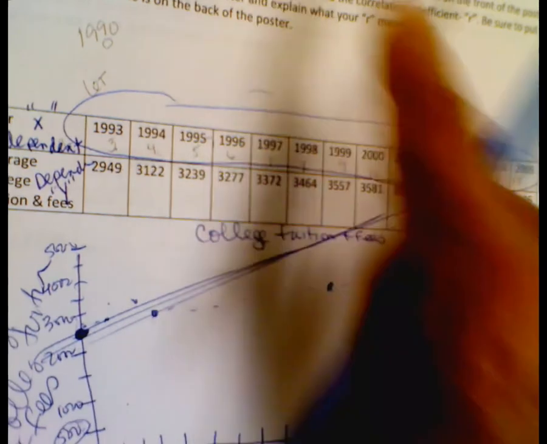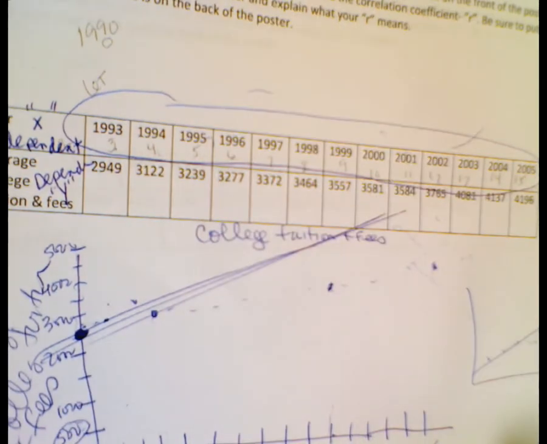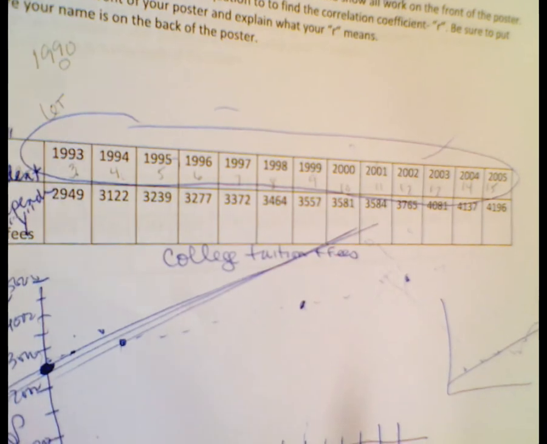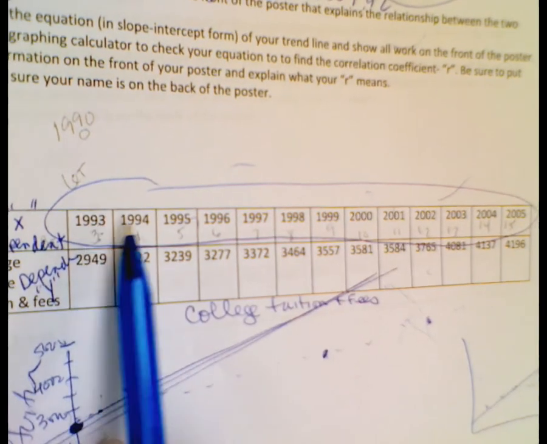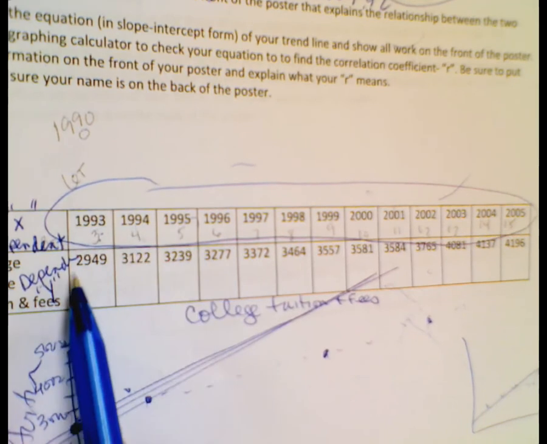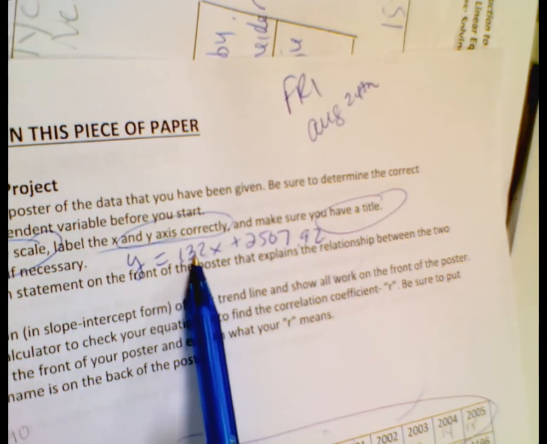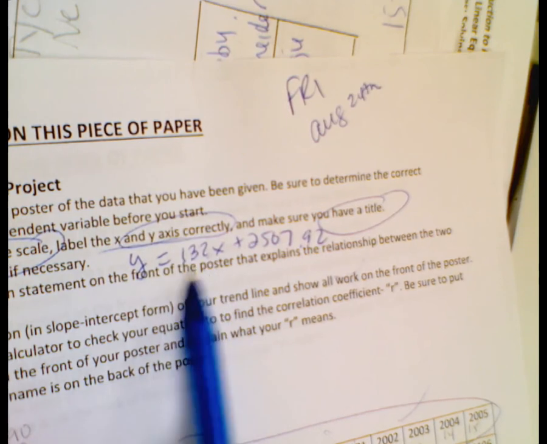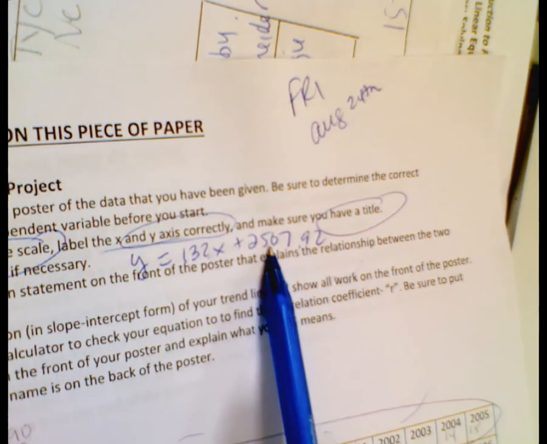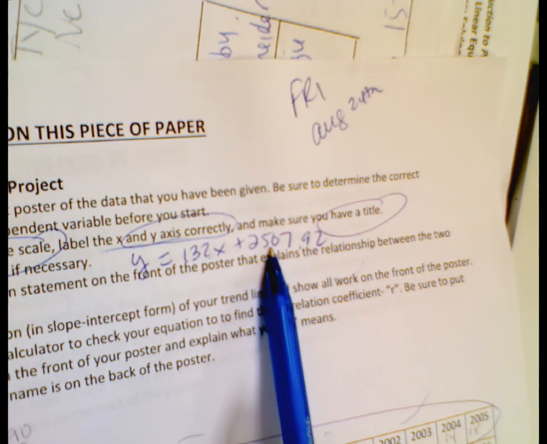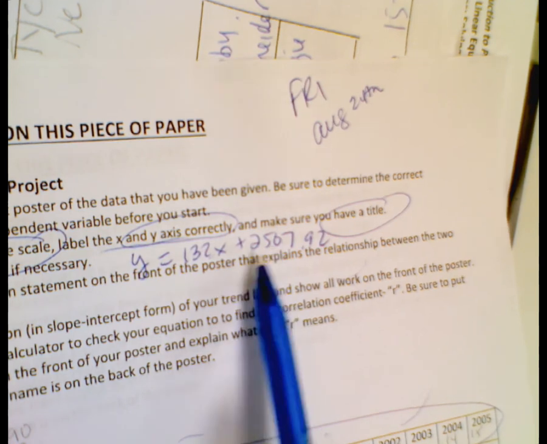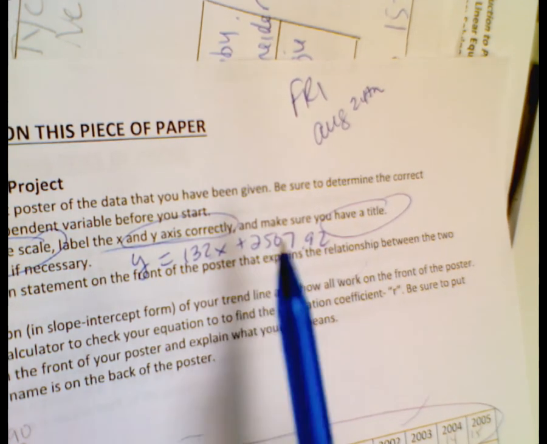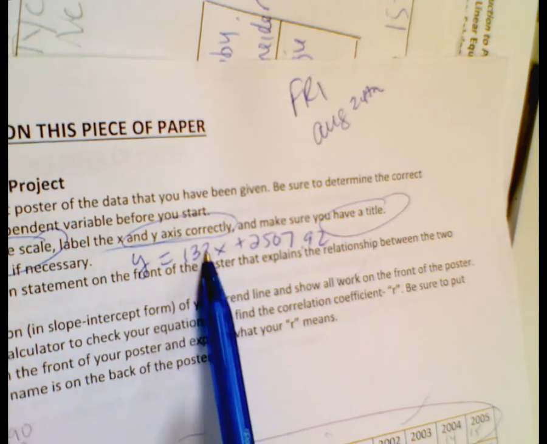Write a correlation statement on the front of the poster that explains the relationship between the two variables. So you would say something like this. As you increase years, the average college tuition and fees go up about $132 a year. That's what the slope means. It means tuition's rising about $132 a year, with it starting around, the y-intercept is where it started, like when the college was first introduced, maybe the very first year the college ever had tuition, it was about $2,500. And every year after that, it's increasing by about $132 a year.